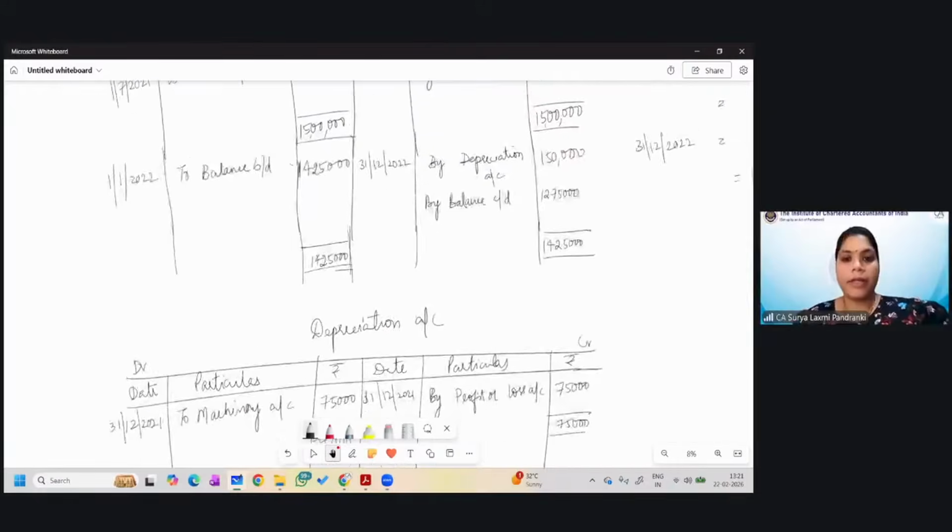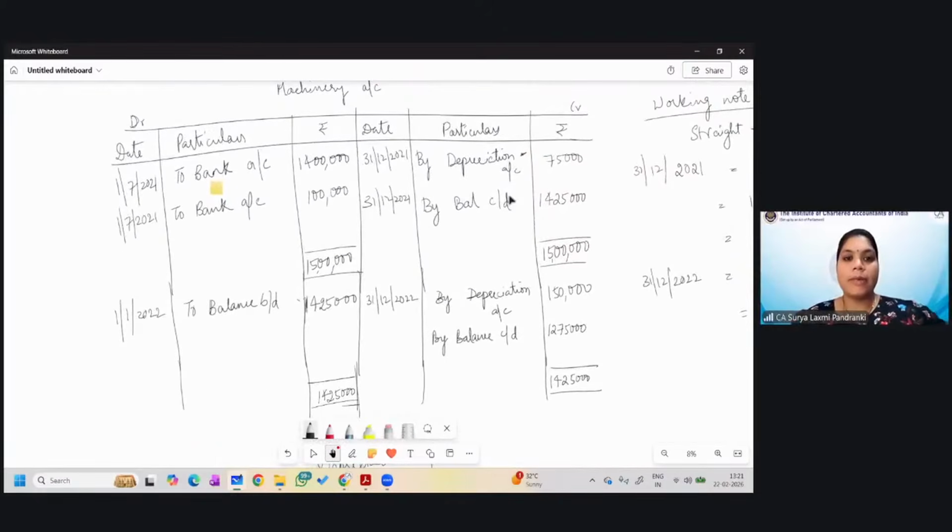So we are done, right? The machinery account is done and the depreciation account is also done. The asset account has a balancing figure of 12,75,000 and the depreciation account is closed by transferring the balance to the P&L statement. Are we clear with this? Anyone? Any questions still here?